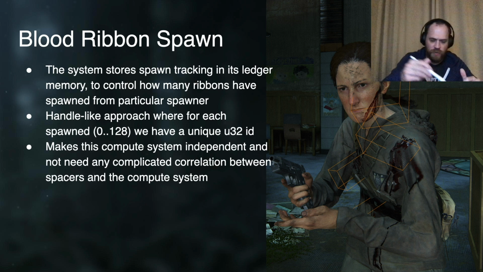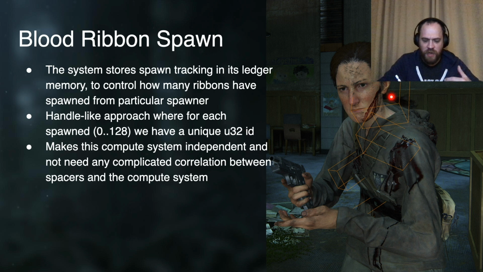We also handle this: these boxes are kind of independent spawners, and in that ledger system that we have, the drip system keeps track, in a handle-like manner, of which spawners spawned when, so we don't spawn every frame. We actually track the spawn rate and things like that.